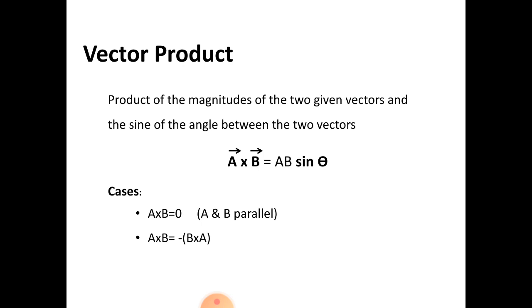Here the cases: if the cross product of two vectors is 0, then the vectors A and B are parallel. Then A cross B is equal to minus of B cross A. That is, the vector product is anti-commutative. Here directions are opposite.